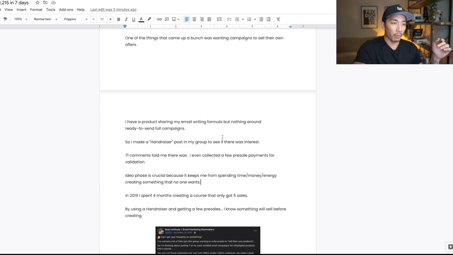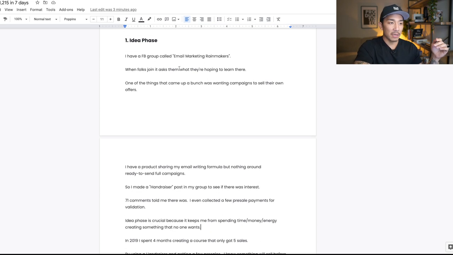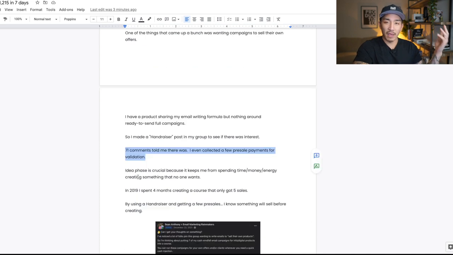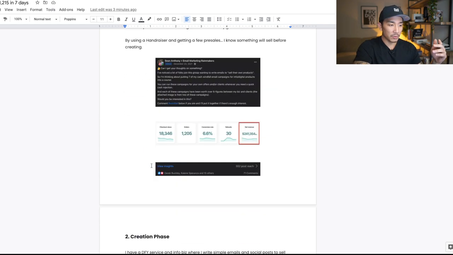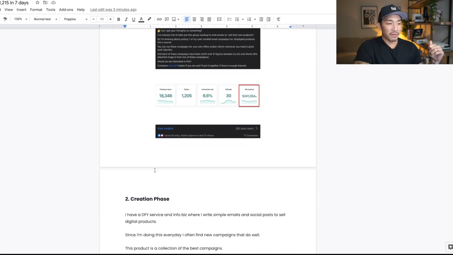It's probably the most important step, the idea phase, is coming up with your idea and validating that idea, not just having the idea, but making sure that it's something that people want. And if you have an audience, it's easy to do this. If you don't, it's not gonna be as easy to do this, right? So you need some kind of audience, even if it's not a big audience. So step two is the creation phase.